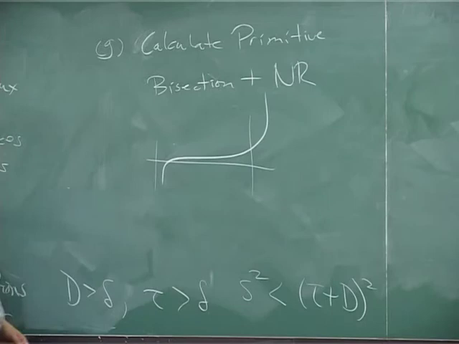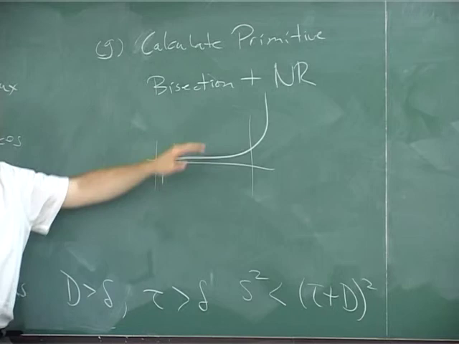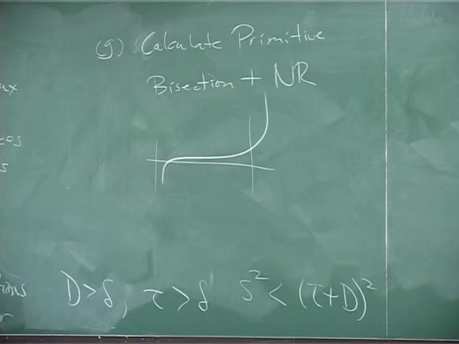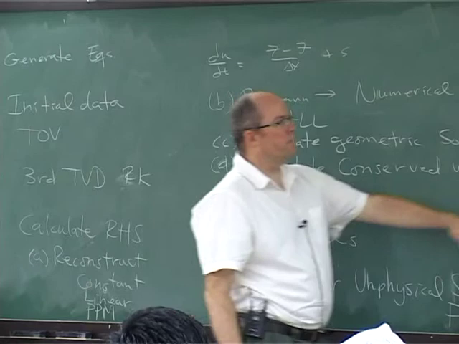So Numerical Recipes has some off-the-shelf solvers that switch between bisection and Newton-Raphson, which is faster to do that type of thing. Okay, so I calculate my primitive variables, and then I am done. I've got new conserved variables at the advanced time. I've got the boundaries taken care of. I've made sure everything is physical, and I've got now the primitive variables.